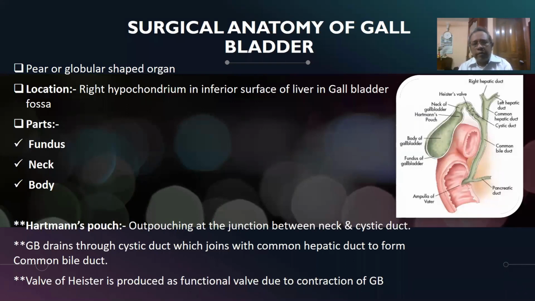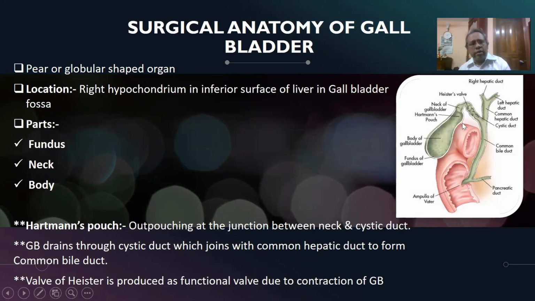The parts are the fundus. This is the fundus. The free, rounded part of the gallbladder is called the fundus. Then there is a body, and there is a neck. The neck is connected with the rest of the biliary tree by the cystic duct. So there is a fundus, a body, a neck, and then it is connected with the biliary tree by the duct called the cystic duct. So this is about the gallbladder.